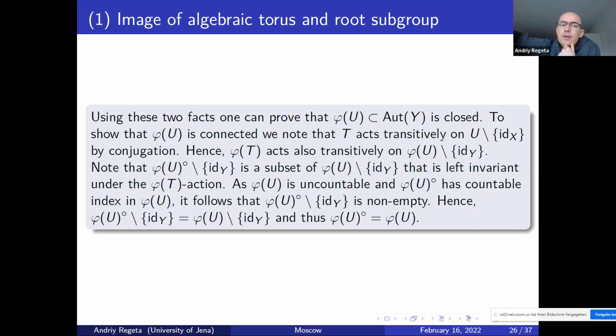Now, the connected component of phi of u minus identity is a subset of phi of u minus identity, of course, obviously. But this subset is left invariant under the phi of t action. Now, as phi of u is uncountable and phi of u naught has countable index in phi of u, it follows that the connected component is non-trivial, and the connected component minus identity is non-empty.